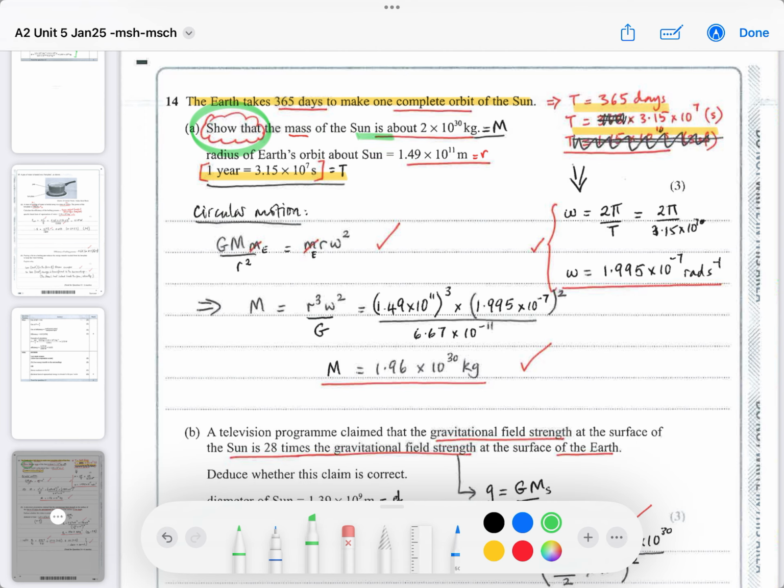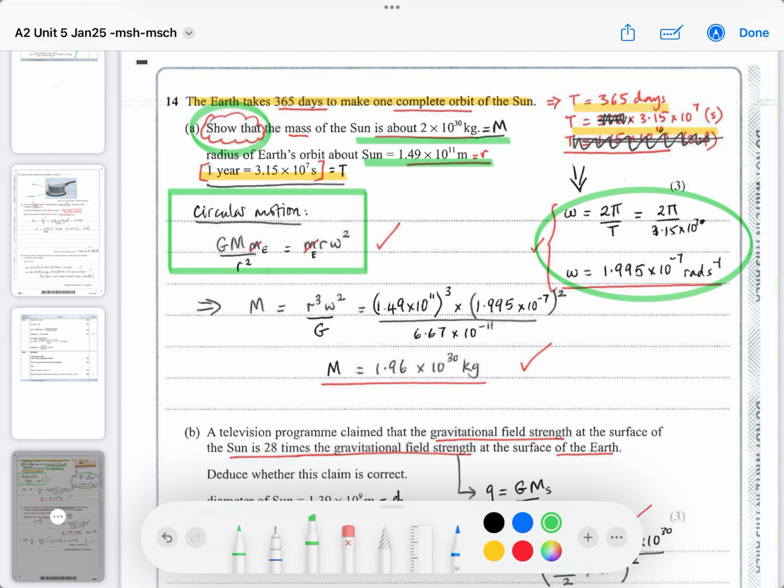the mass of the Sun is about 2 times 10 to the 30 kilograms, and they've given us how far away the Earth orbits the Sun, 149 million kilometers. And obviously from the time period, we can change that into angular velocity by using 2 pi over T. Now obviously this is a circular motion question, so it's revising circular motion, and that's why you do further mechanics before you do gravity. And you can see the mass of the Earth is not needed. You just need to know the period and the distance.